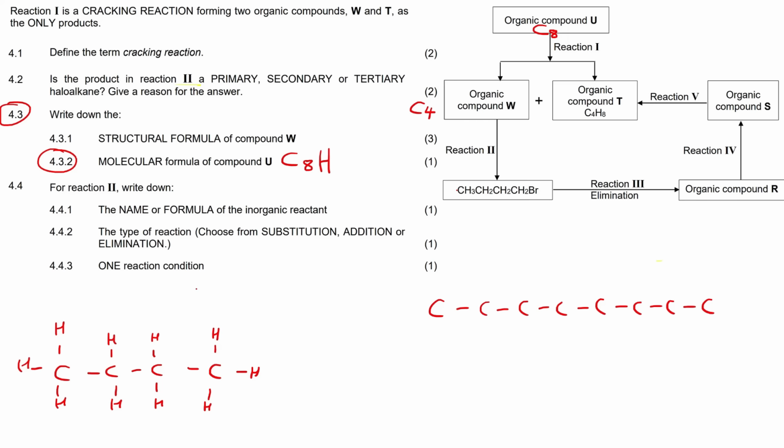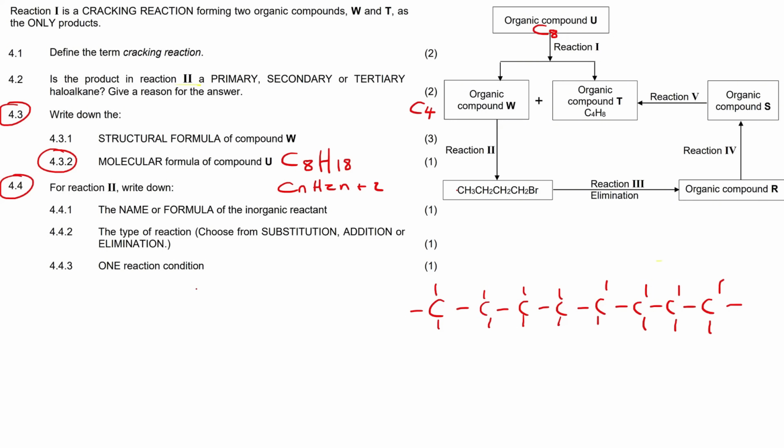If you understand your general formulas very well, you can immediately work out that there should be 18 hydrogens. How did I do that? Because for alkanes, the general formula is CnH2n+2. So if I have 8 carbons, then I have 2 times 8, which is 16, plus 2, which is 18. If you don't know that, you could fill in all of these hydrogens, count them all up, and you would get 18 hydrogens.